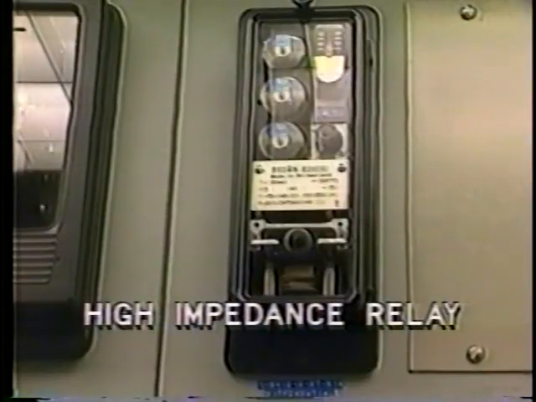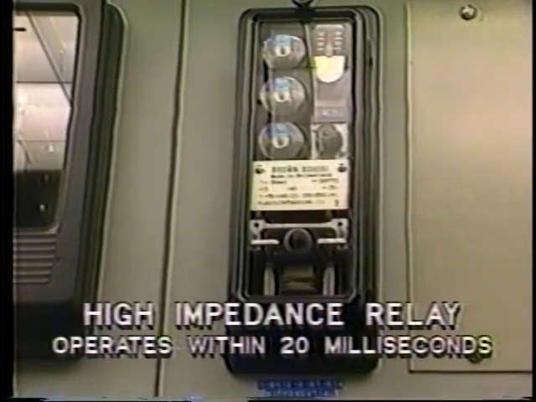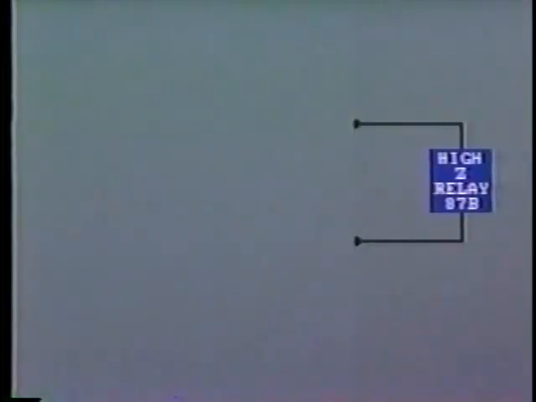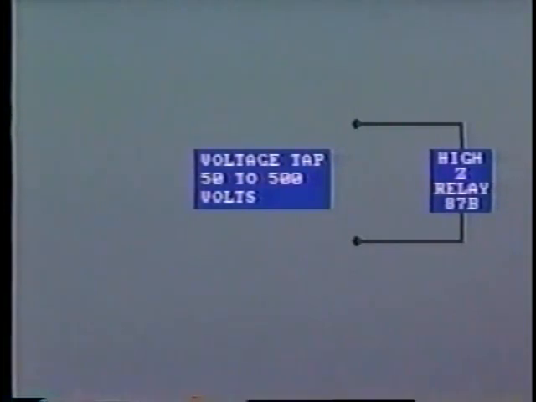The lighter bus faults will be cleared by the high impedance relay, and this operates within 20 milliseconds. That's about 1.5 cycles. This is also extremely fast operation. The setting of the high impedance relay is achieved by selecting the correct voltage tap, usually between 50 volts up to 500 volts.